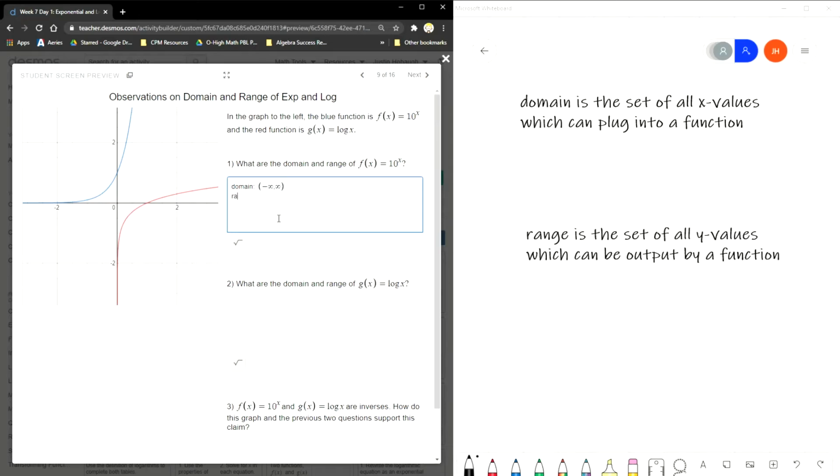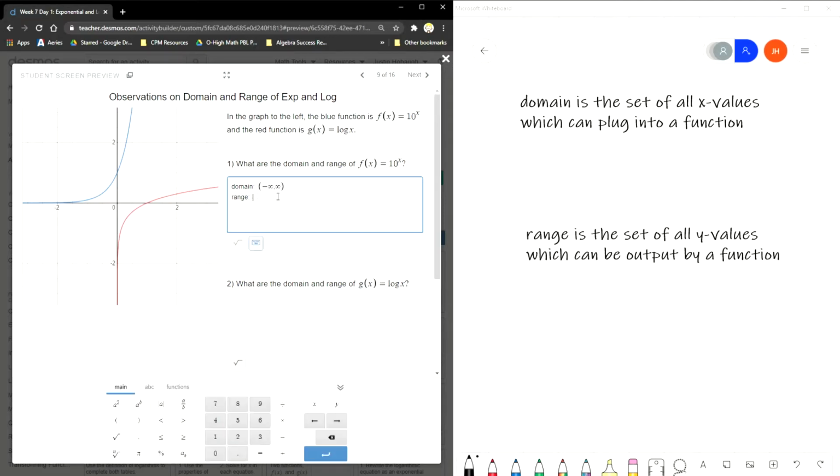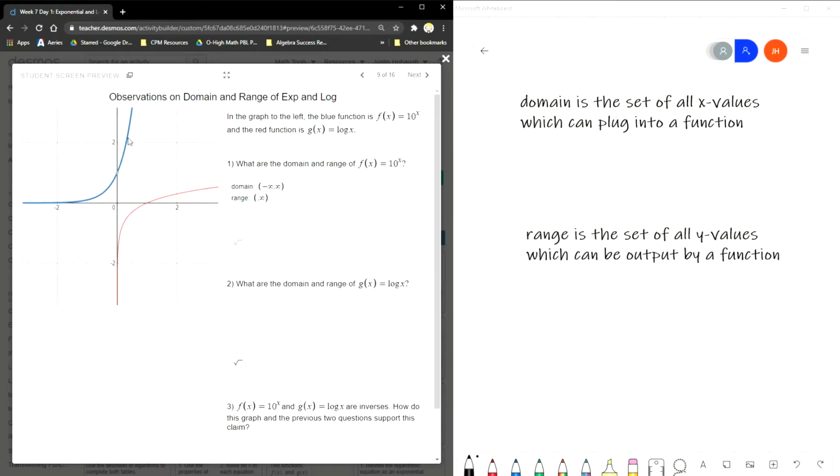What about the range, though? What about the range of this function? Range, we said, is the y values. Looking at it, it looks like it goes all the way up to infinity, right? So I know that I will have infinity as my upper bound. But what about my lower bound? How far down does this go? Looking at the line, it looks like it plateaus here going towards 0.